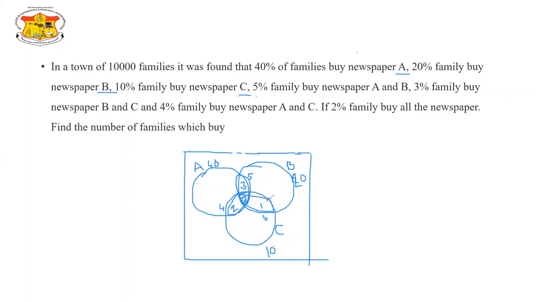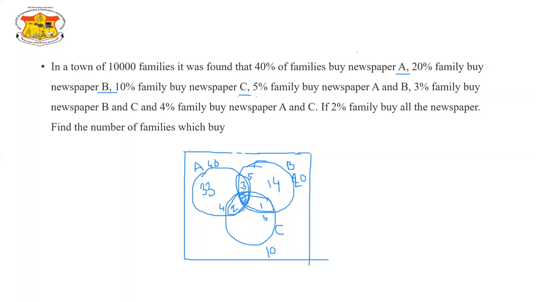Here, for this circle, this part is 3 plus 2 plus 2, which is 7. So if this part is 7, then this part is 30. Then 3 plus 2 plus 1 is 6. So if this part is 6 for this circle, then this one is 40.